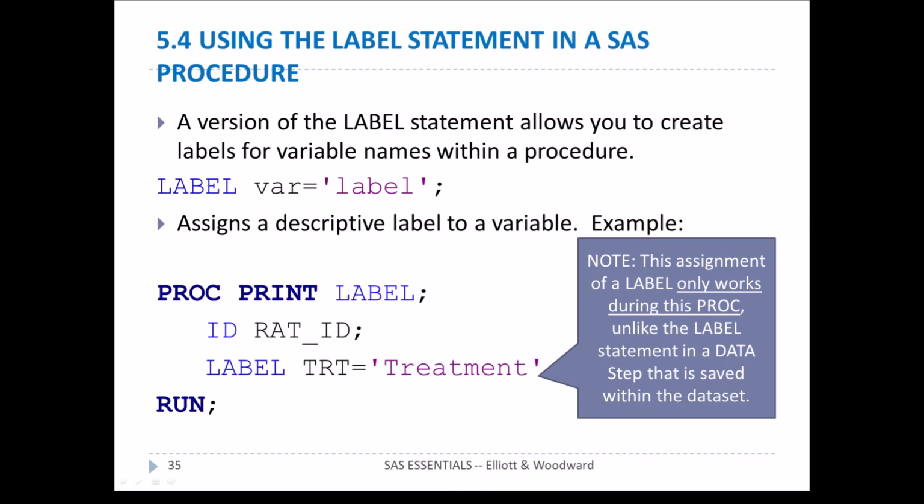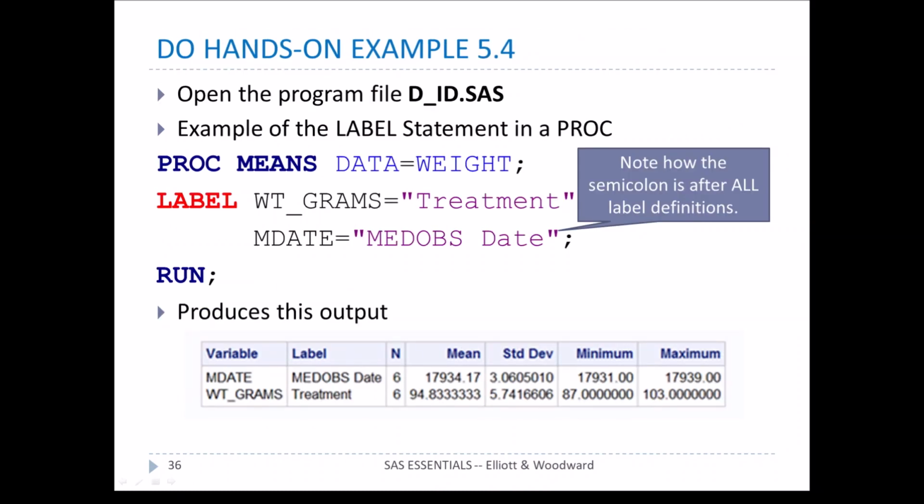All right, section 5.4, using the LABEL statement. And again, we've seen the LABEL statement before, but we'll take a little deeper look at it, where we have label var equal label. And in this case, we're doing the PROC PRINT label, again with the ID, and then we're saying label TRT equal treatment. I want to point out again that if you're wanting a label to appear when you're using PROC PRINT, you have to use that option LABEL in the procedure. Otherwise, the label that we create will not appear as one of the column names. So let's look at that as an example.